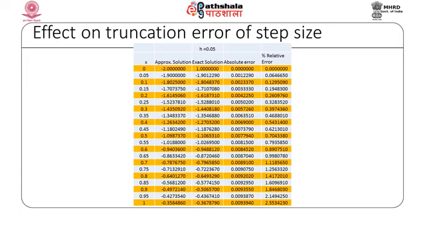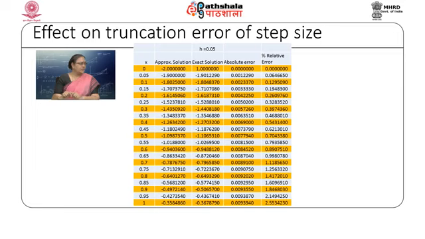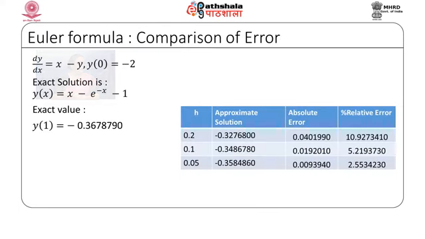Further, the step size becomes half again, h equal to 0.05, and the table has been made. And again, if you look at the last row, the solution at x equal to 1, the relative error has now become 2.35%. So, it has further reduced. So, this is the table which shows the comparison of the error with the different step sizes.